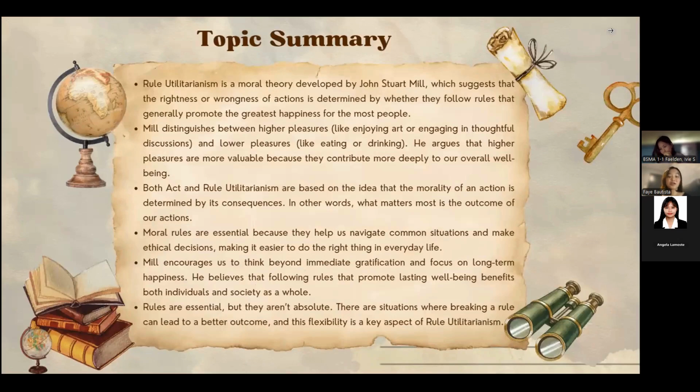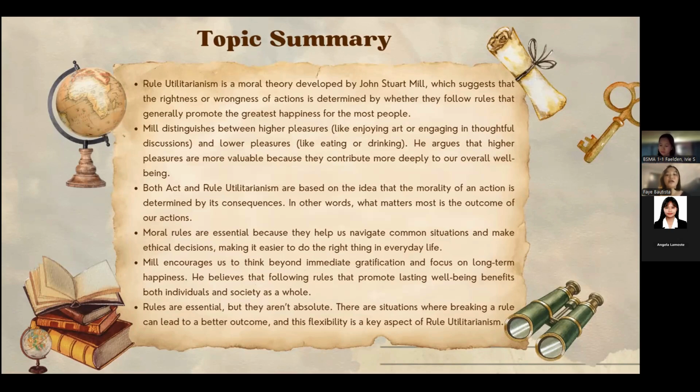For the topic summary, first, rule utilitarianism is a moral theory developed by John Stuart Mill, which suggests that the rightness and wrongness of actions is determined by whether they follow rules that generally promote the greatest happiness for the most people. Second, Mill distinguishes between higher pleasures like enjoying art or engaging in thoughtful discussions and lower pleasures like eating or drinking. He argues that higher pleasures are more valuable because they contribute more deeply to our overall well-being.